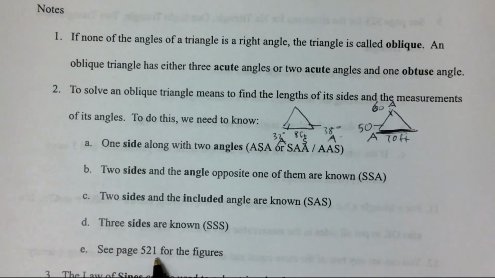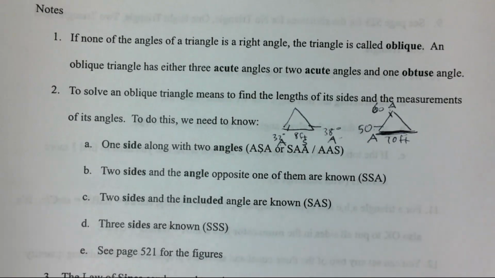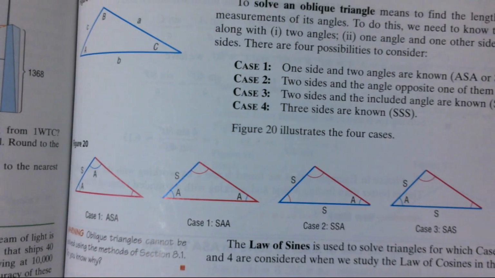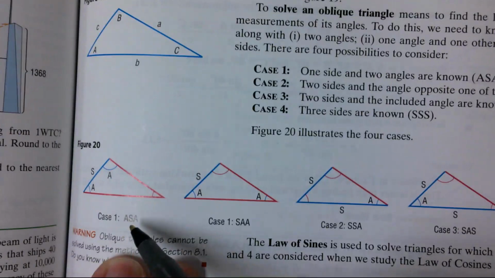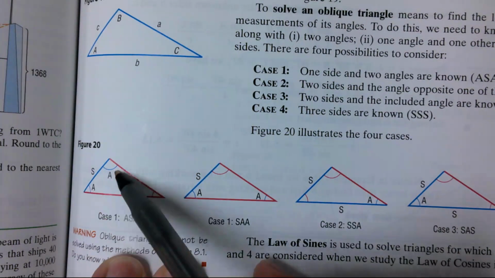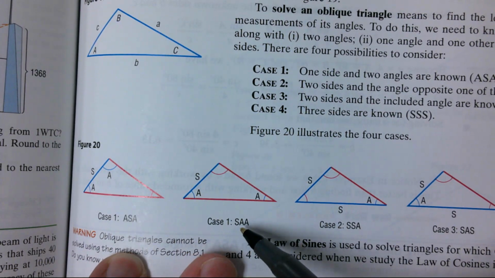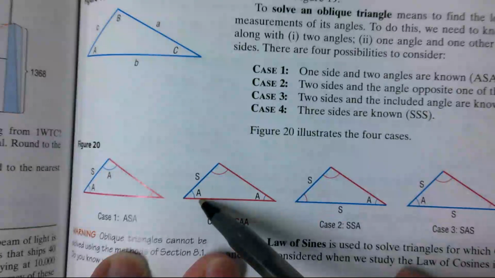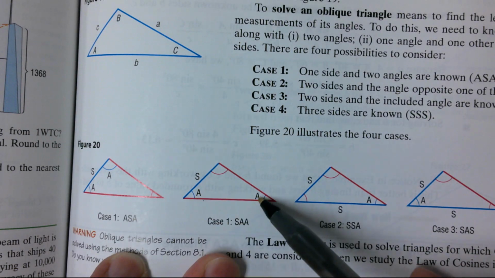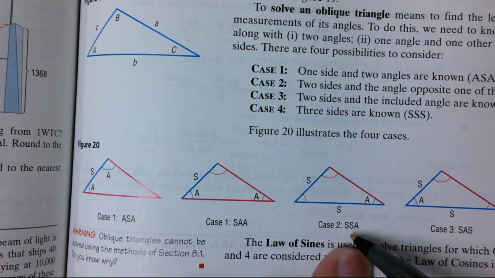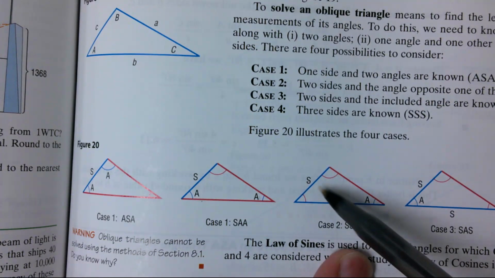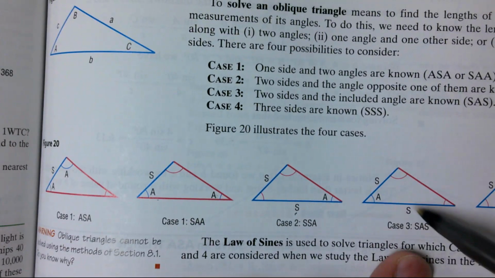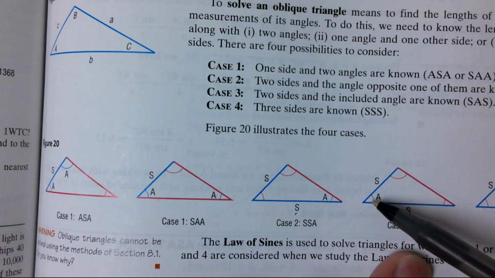Now, it says see page 521 for the figures. You could look at your online textbook or just look right here. So they're showing you ASA first, so it's a side between two angles. And then they're showing you SAA, which is side angle angle. So one of the angles is actually touching the side, but the other isn't. And then on this one, it's SSA, which is two consecutive sides and an angle. And then this one is the SAS, which is the angle between two sides, kind of like the pivot.